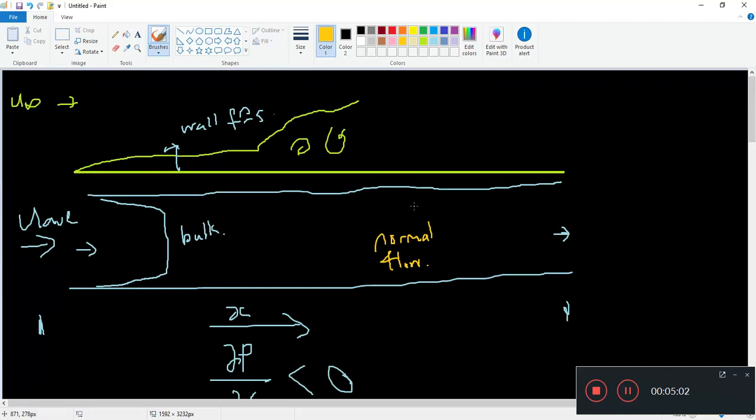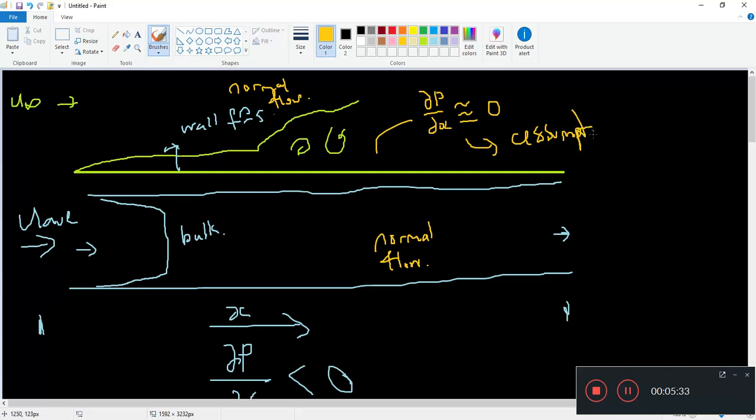This is also some sort of semblance of normal flow. Over here in the flat plate flow situation, dP/dx we can neglect, or just set it to 0. That's usually the case here. There's no pressure gradient driving this whole thing, and this is the assumption for the boundary layer and wall function.